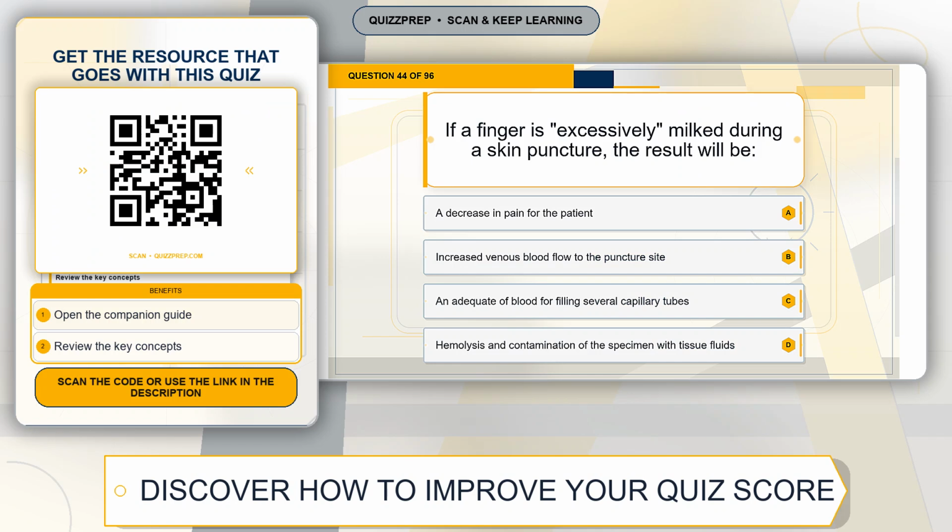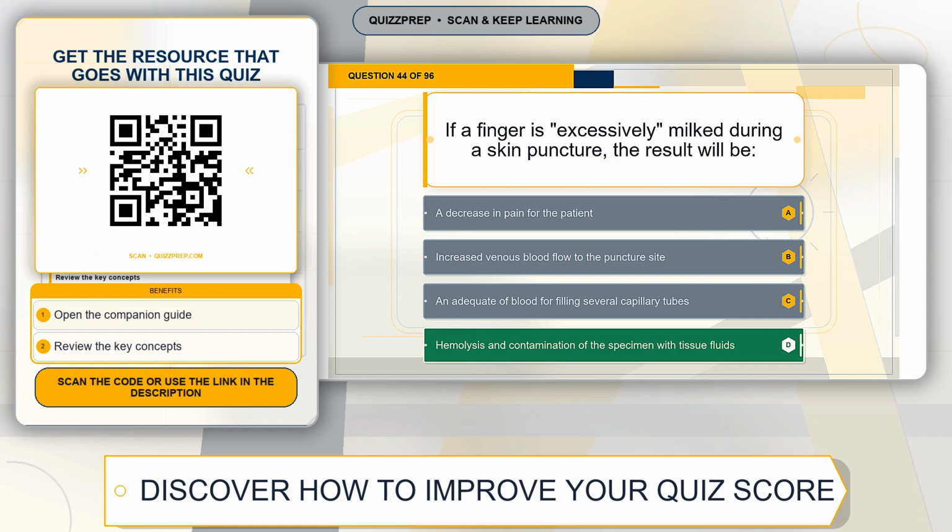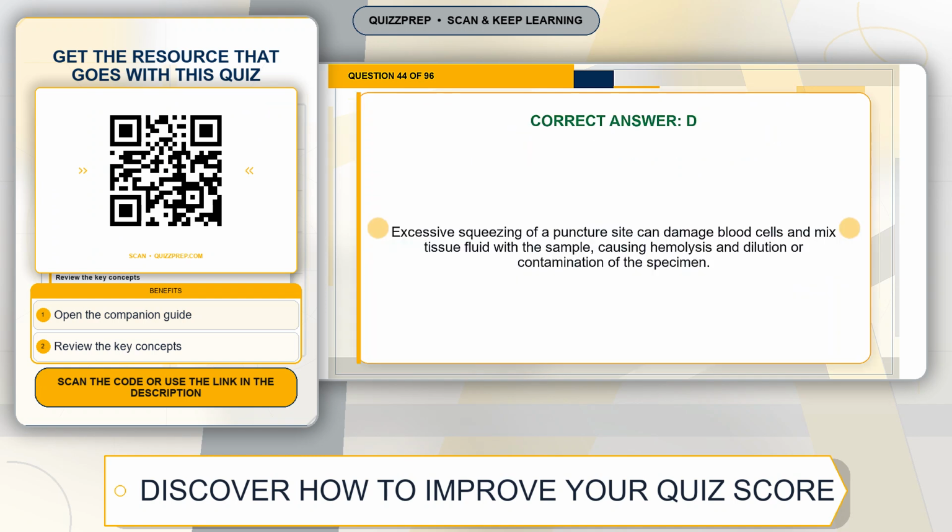If a finger is excessively milked during a skin puncture, the result will be: option A, a decrease in pain for the patient; option B, increased venous blood flow to the puncture site; option C, an adequate amount of blood for filling several capillary tubes; option D, hemolysis and contamination of the specimen with tissue fluids. The correct answer is option D. Explanation. Excessive squeezing of a puncture site can damage blood cells and mix tissue fluid with the sample, causing hemolysis and dilution or contamination of the specimen.